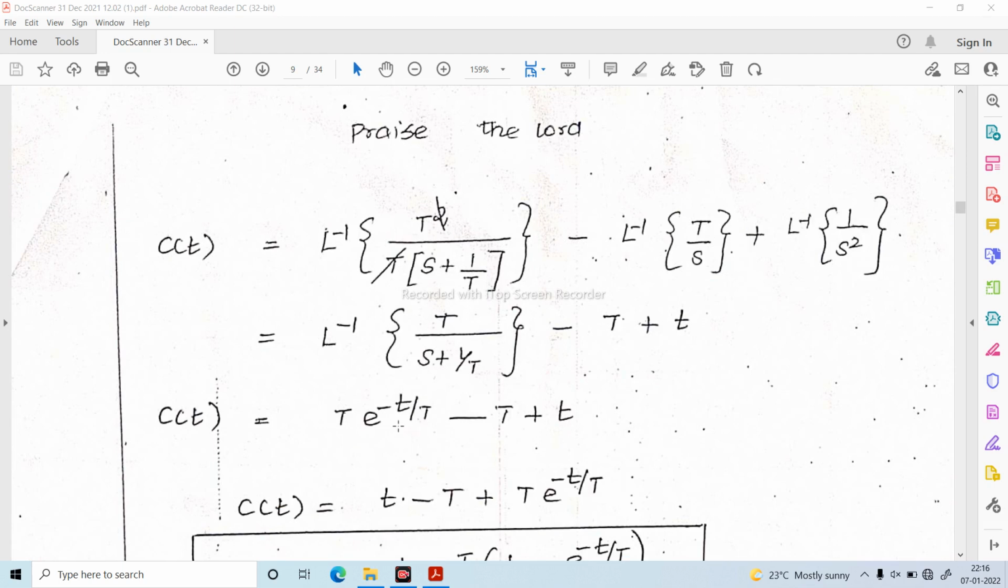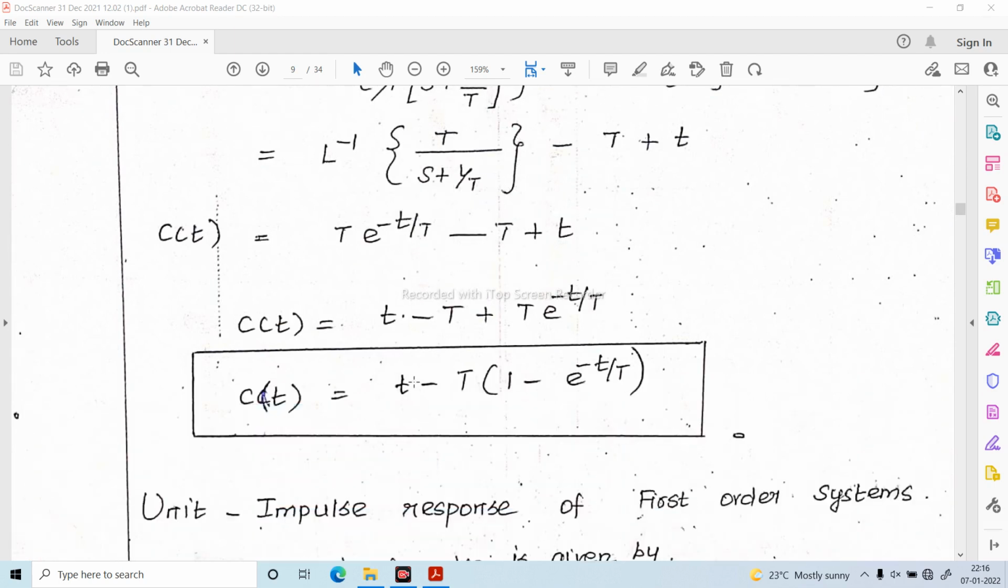Okay, see, this is the final expression. After getting this expression, you have to separate T, and this capital T, the time constant, is common for both the terms, term number 2 and term number 3. So you have to take T outside. So 1 minus e power minus t by T. So this is the ramp response, that is C of t.